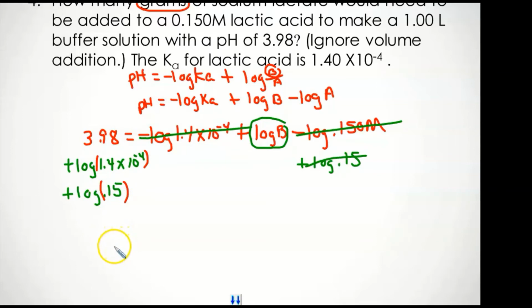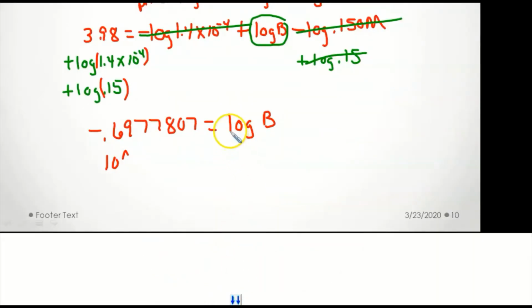This is what I'm going to look over there. I got this side to be a negative 0.6977807. And then this is the log of the base. How do you get rid of log? Well, it's called anti-log. You get second log. So that makes that little 10 with the house top there. So to get rid of the log, I do the 10 house top. You should be familiar with that by now.